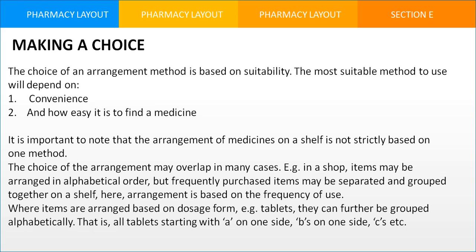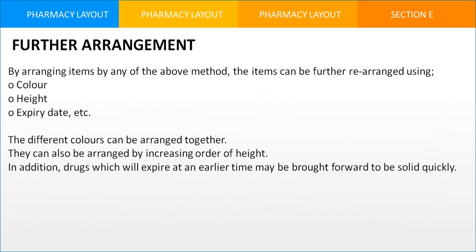All right. Where items are arranged based on dosage forms, for example tablets, capsules, etc., they can further be grouped alphabetically. This is very important for us to understand. Sometimes we can use other arrangements like color, height, and expiry date. Medicines that are expiring are brought forward so that we sell them off before they expire on us. The different colors can also be arranged. Red medicines or labels can be arranged together, and in so doing the shop can have some level of beauty.